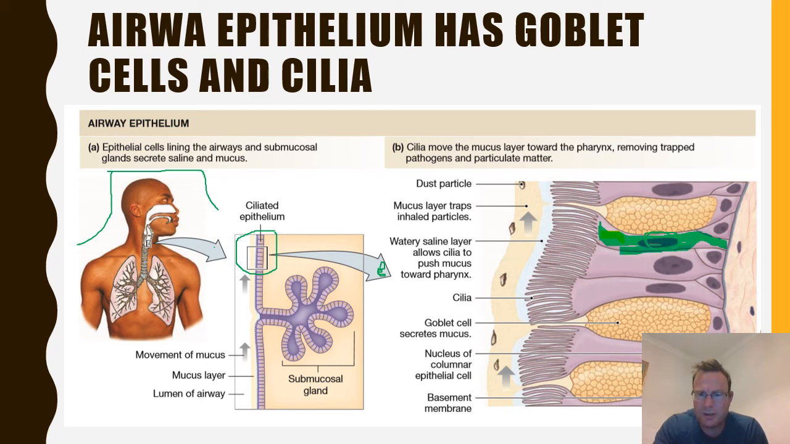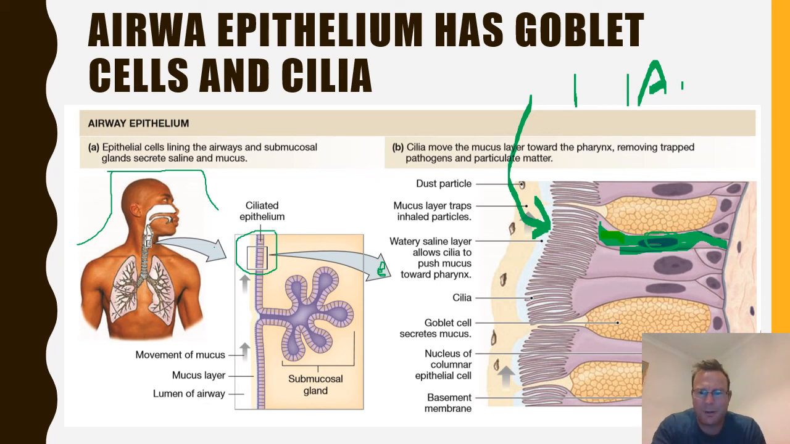But do you see these little hair-like projections at the end? These are called cilia, C, I, L, I, A. Cilia move stuff. What they do is they sort of tickle debris and gunk outside of the lungs.